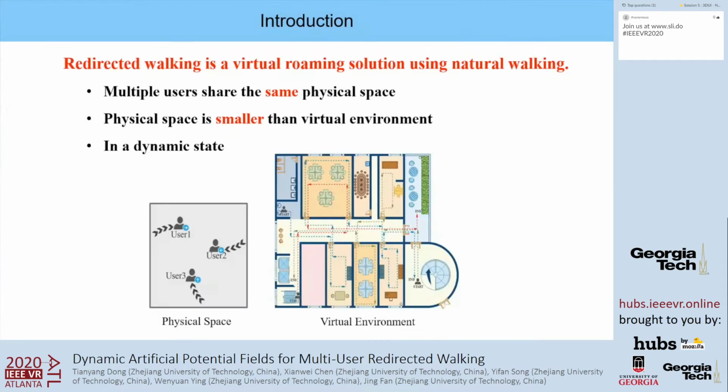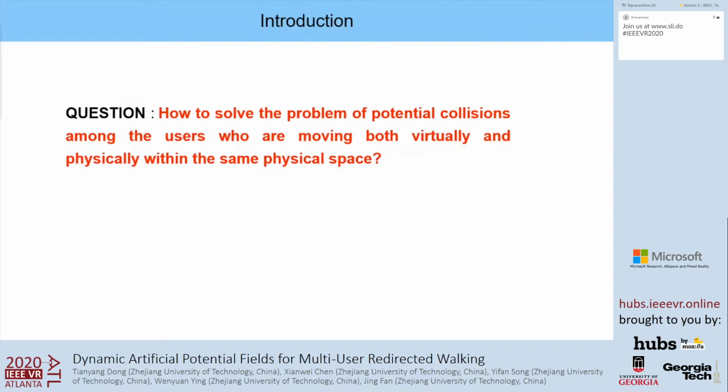The existing research has shown that walking is the most natural way of behavior and has many advantages in improving sensory experience for VR systems. Thus, redirected walking is a good way for immersive VR systems. However, there may be multiple users sharing the same physical space, which is smaller than the virtual environment, and all of them are in a dynamic state. Then, there is a question: how to solve the problem of potential collisions among the users who are moving both virtually and physically within the same physical space?